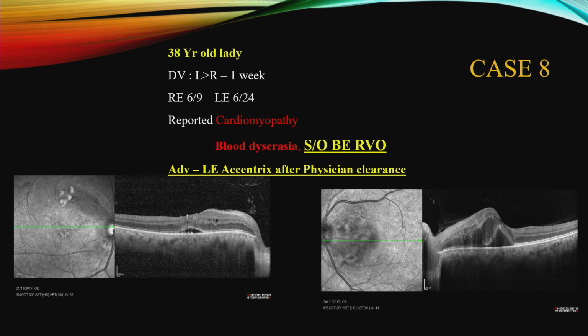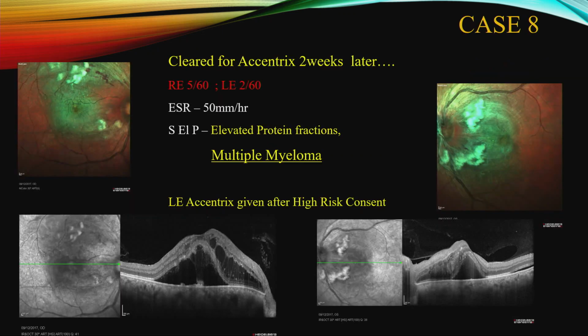It might settle the macula. So macular edema. The last case here: we have a young lady who has cardiomyopathy and a history of blood dyscrasia. The picture was something like a BRVO in both the eyes with subtle submacular detachment. Because of the history, we sent the patient for a physician clearance, and the patient came after 2 weeks.